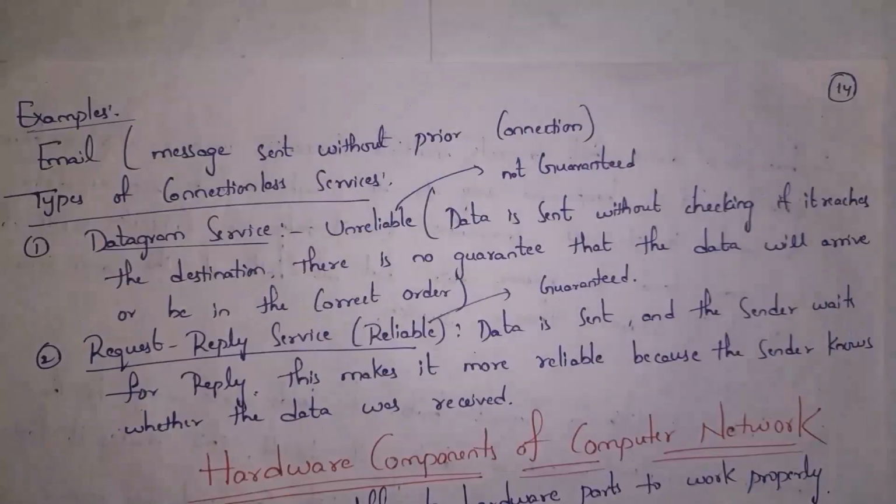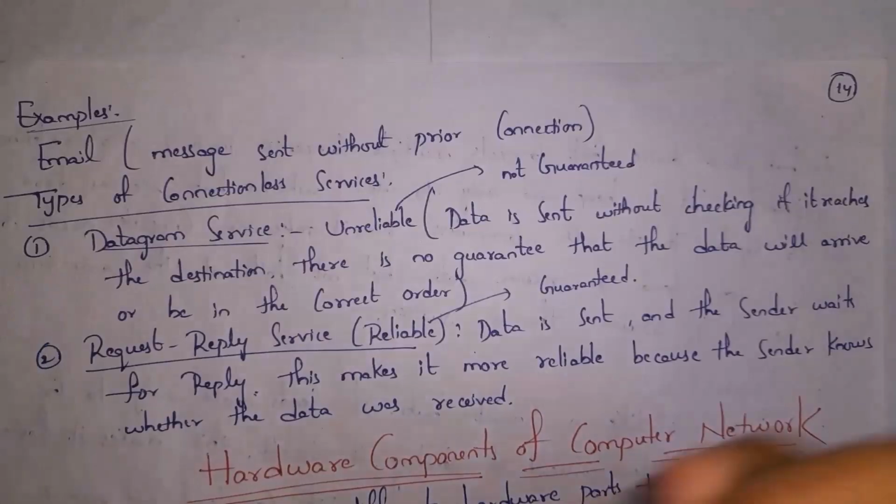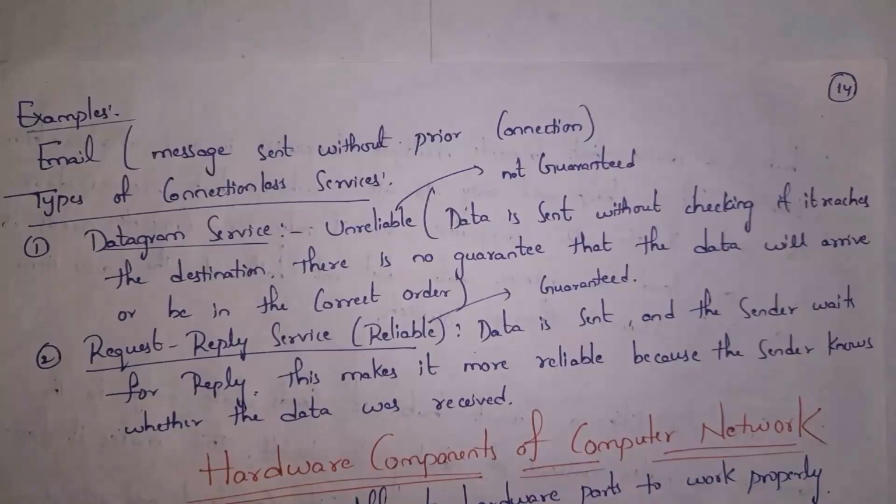Guys, emails are examples of connectionless services. Only while sending the email message, two computers will connect to each other. So the connection will not be established at first. Connectionless services are classified into two types. They are datagram service and request reply service.